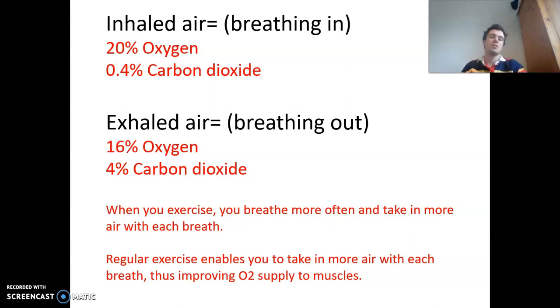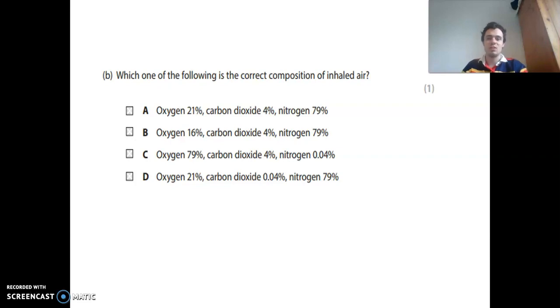So you might get a question on this in the exam, and it might be a multiple choice question like this. If we look at this question, which of the following is the correct composition of inhaled air? Now composition just means the makeup of inhaled air. So what's in inhaled air essentially? And you've been given 4 options, so it's multiple choice and you've got to pick the correct one. So I'm going to give you just a moment to have a think and choose your answer.